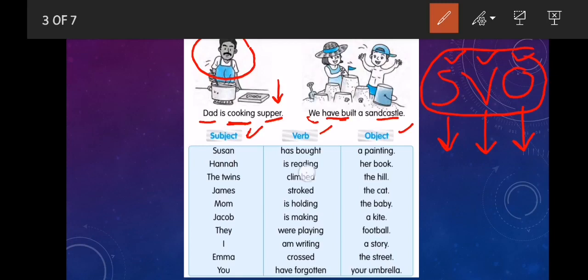Kalau untuk yang ends with ing, make sure ada to be words di sini. Okay, iaitu is ataupun are ataupun am ataupun were. Okay, make sure ada itulah. Depends on the tenses. Future tense, past tense, present tense dengan continuous tense. Dan juga singularity dengan plurality. Mesti masih ingat kan? Alright.